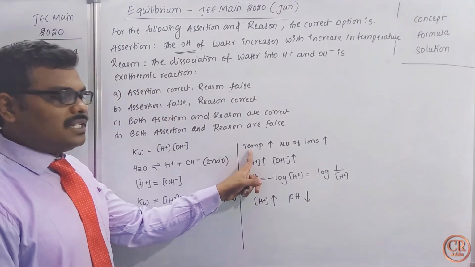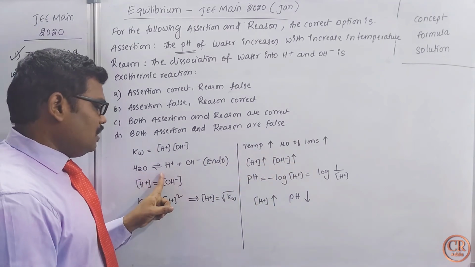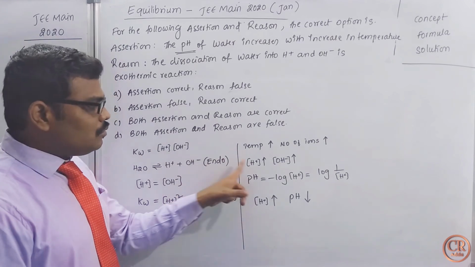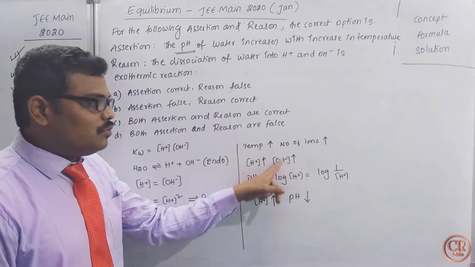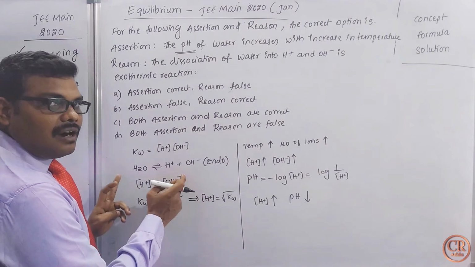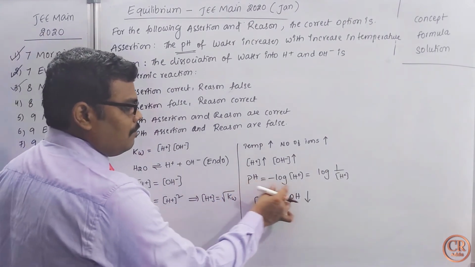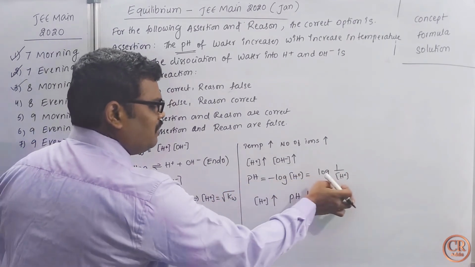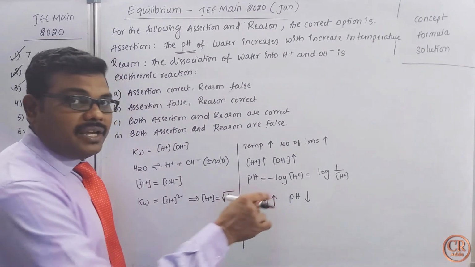So with increasing temperature, number of ions increases. On dissociation of water, two ions are formed, because this process is endothermic. One is H plus, another one is OH minus. Here H plus ion concentration increases, OH minus ion concentration also increases, but their concentrations are always equal in water. pH is minus log H plus, or log 1 by H plus, which are inversely related. So when H plus ion concentration increases, pH decreases.